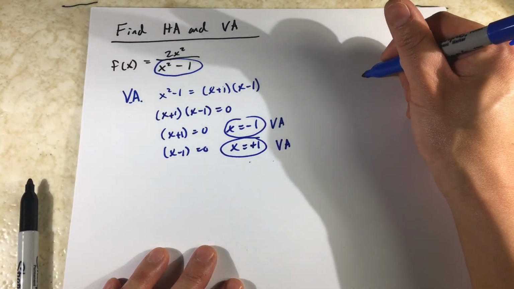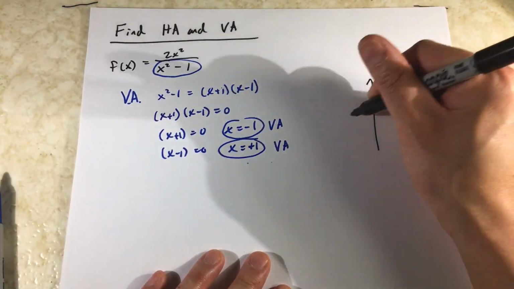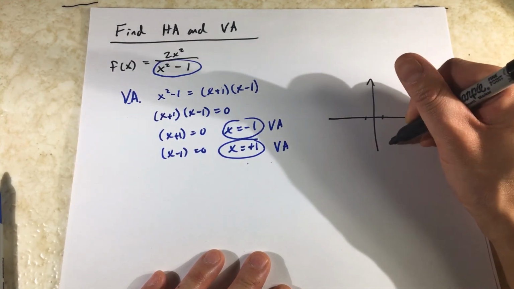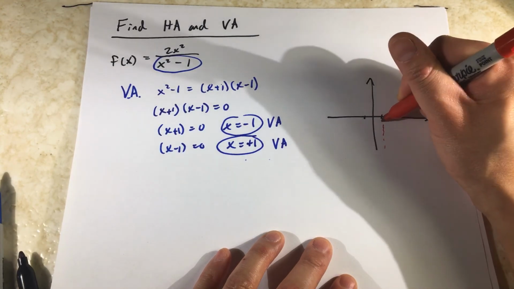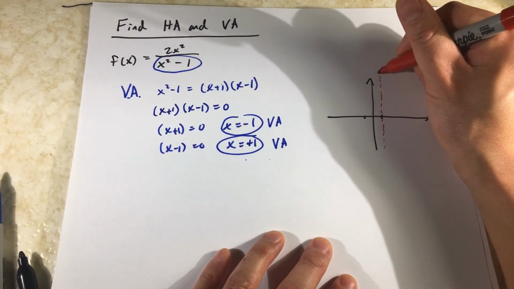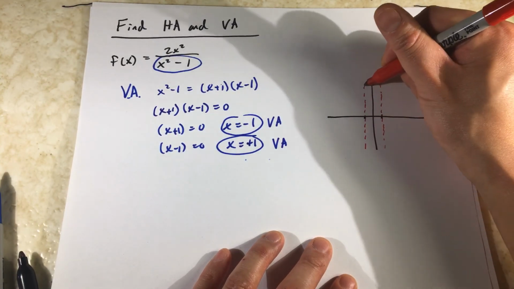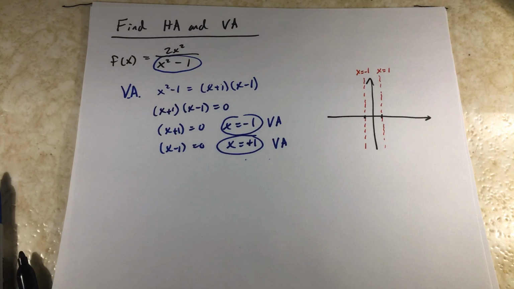So if we were to graph this over here, we have vertical asymptotes at x equals 1 and a vertical asymptote at x equals minus 1.